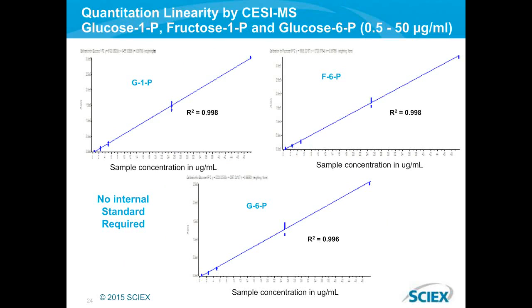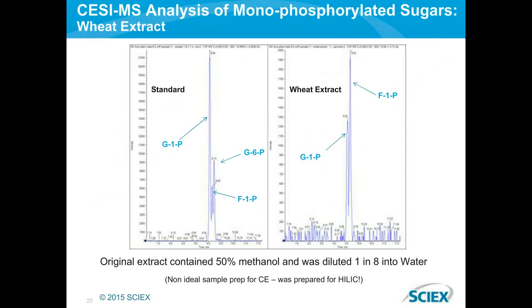Again, looking at the linearity for these three phosphorylated monosaccharides, they were all, as with the disaccharides, linear. So you get R-squared values of 0.99, 0.998, for example, shown in this slide. Again, for all this work, I have not used any internal standards whatsoever. So this is all based on standards without any internal standards. And this data was processed using MultiQuant, which is software that comes with the CESI-MS mass spectrometers.